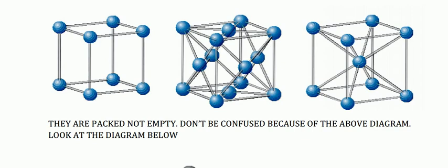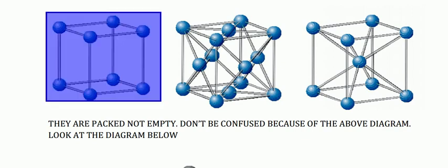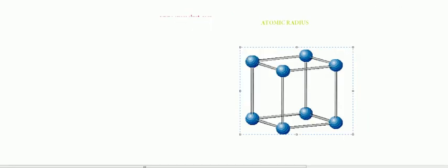So let us start with the cubic lattice and discuss atomic radius. This is a cubic lattice, and let us try to understand atomic radius. Don't be fooled by this diagram. Why am I saying it? Because the atoms that occupy the places at the corners are not small atoms, and this is not that empty. This is a false representation. It is just to make you understand, but the truth is they are packed.